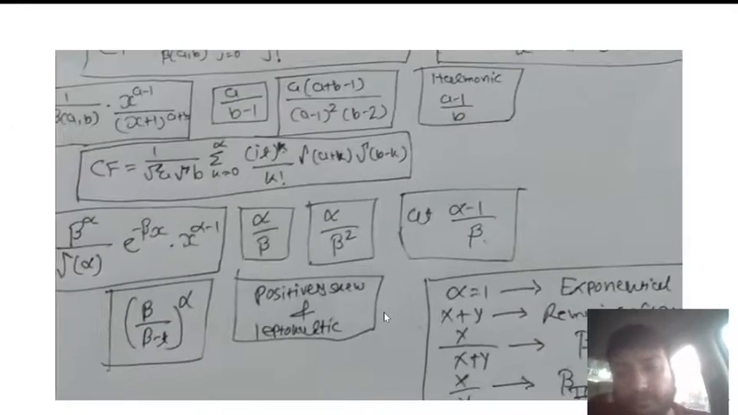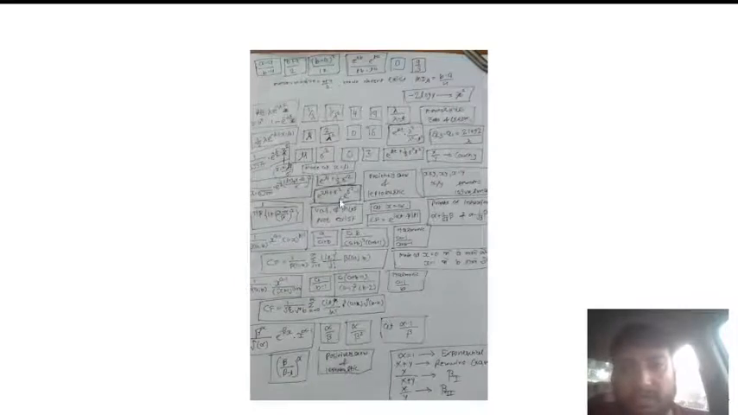So that was all of the continuous distributions. This is the distribution function, the rectangular distribution function. This is exponential.